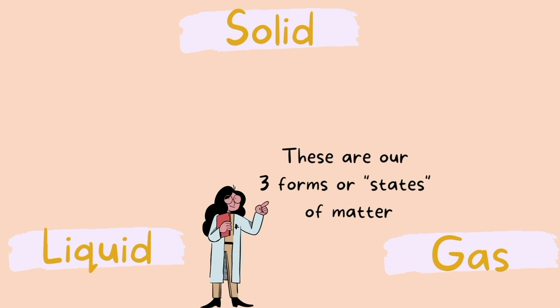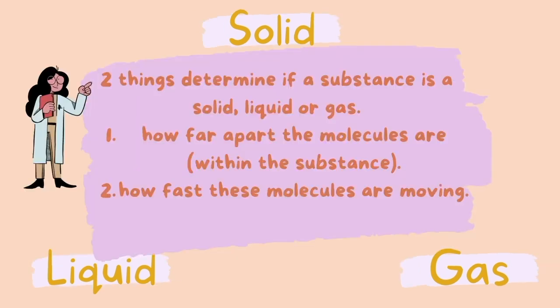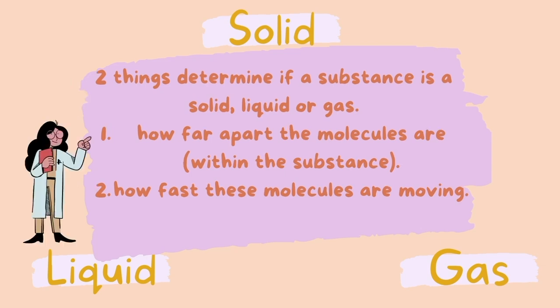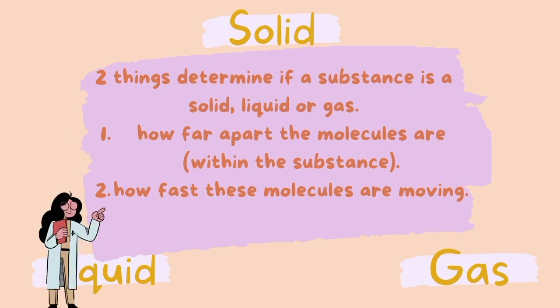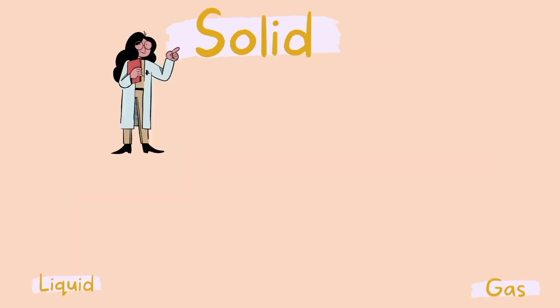Keep in mind that two things determine the state of matter. In other words, they determine if an object or substance is a solid, liquid, or gas. One is how far apart the molecules are from each other, and two is how fast these molecules are moving. So let's look at a solid first.